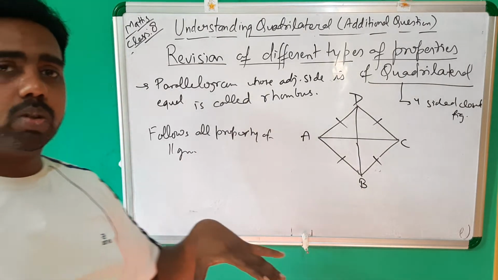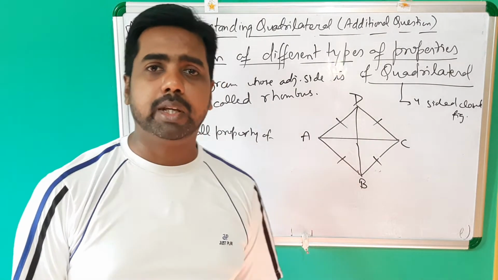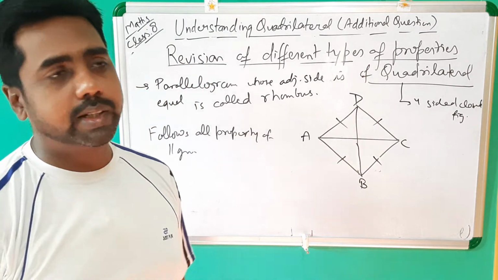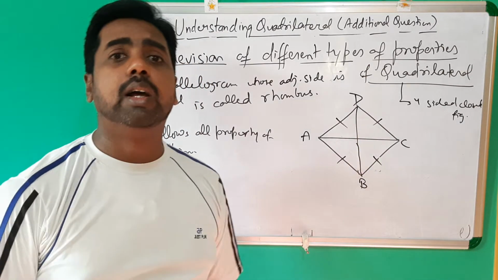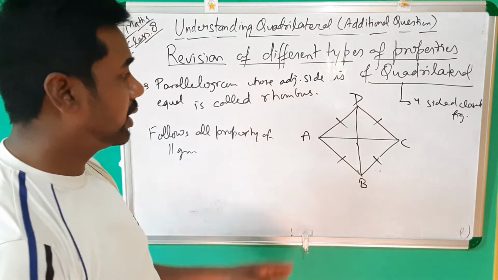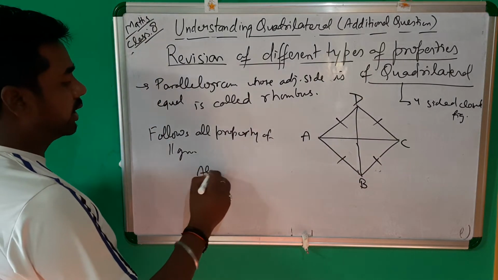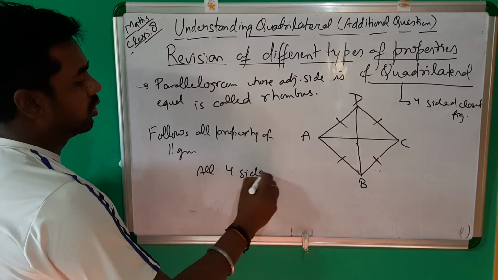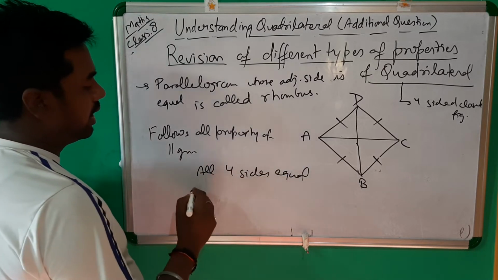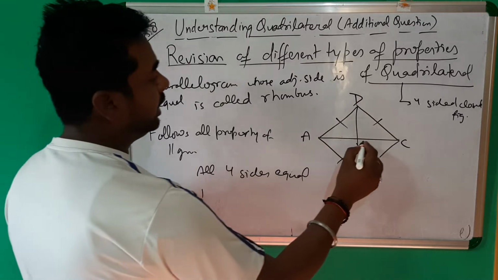It means here also opposite angles will be equal, the sum of two adjacent angles is 180 degrees, and diagonals bisect each other. Other than that, one special property is that its adjacent sides are equal, which makes all four sides equal. All four sides equal, and diagonals are perpendicular bisectors.